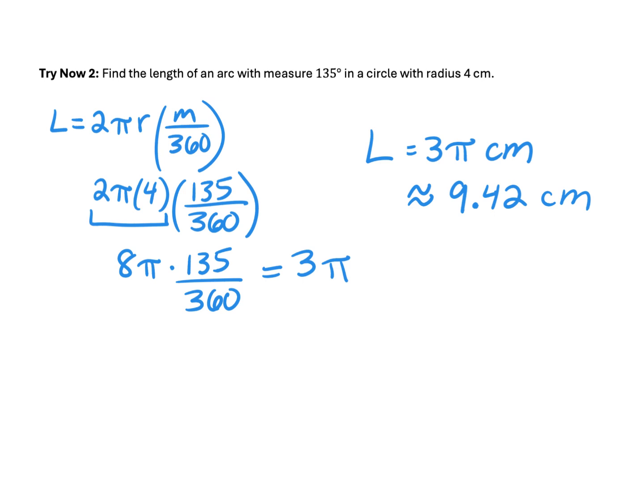Here's your solution. You can see that I put the 4 in for r. 2 pi times 4 was 8 pi. And then I did 8 times 135 over 360 in my calculator and got 3. So the exact arc length is 3 pi, and then the approximate value using the pi button is about 9.42 centimeters. And this is the end of lesson 11.3.